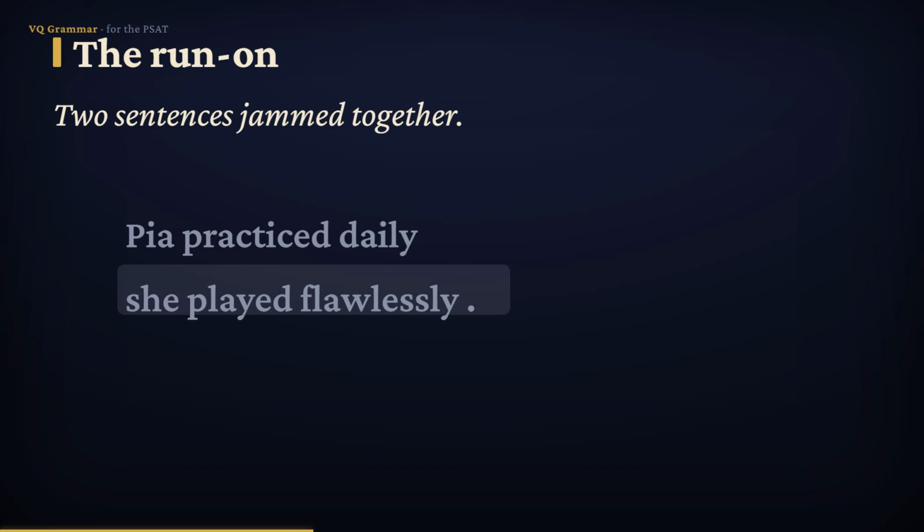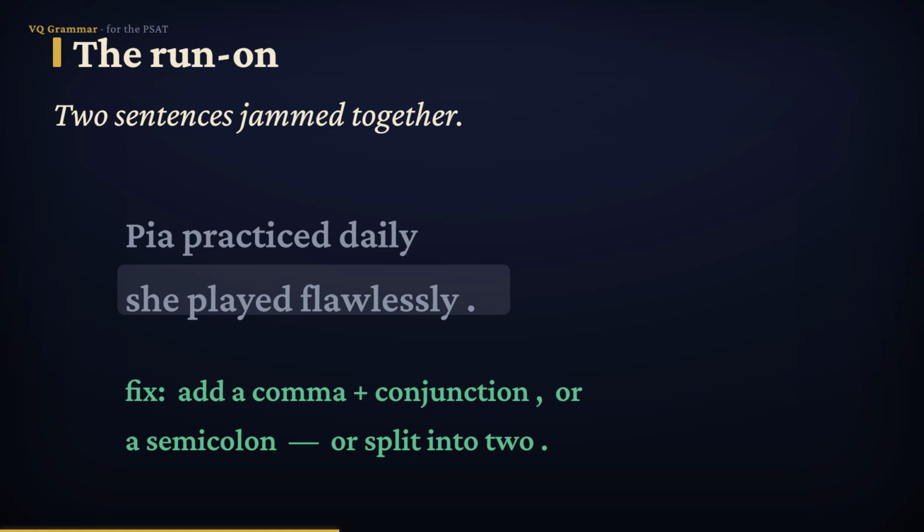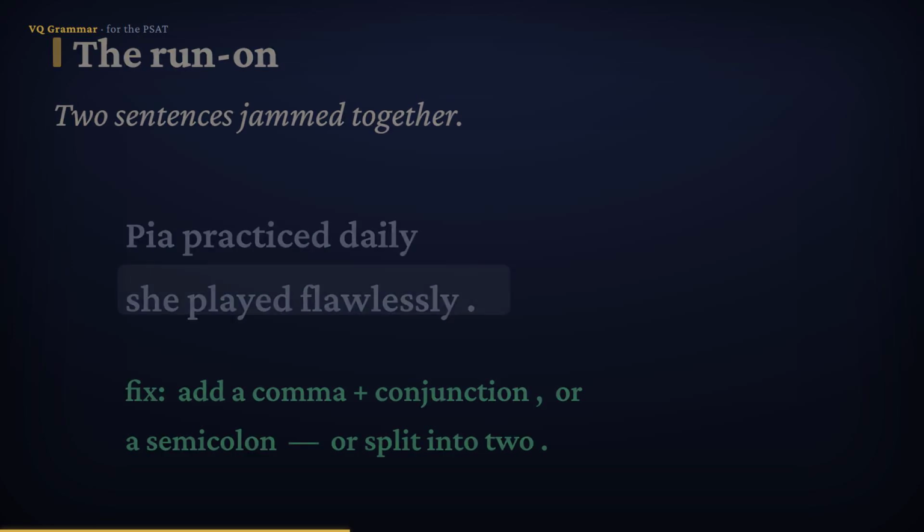You can split them into two sentences with a period. You can add a comma plus a conjunction, like, and she played flawlessly. Or you can drop in a semicolon. Any one of those three repairs the run-on.